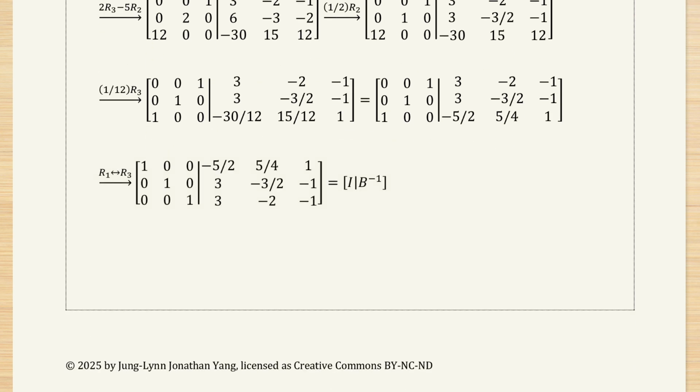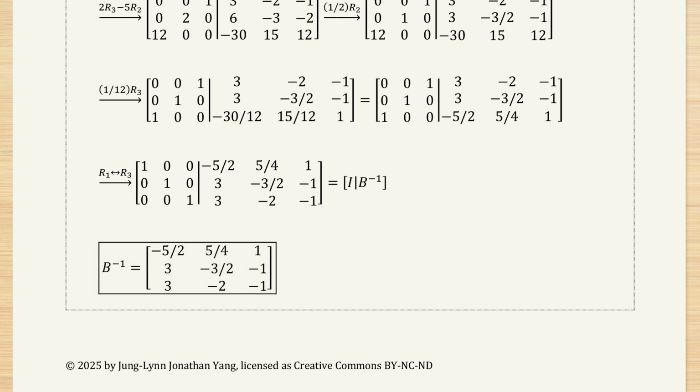We flip row 1 and row 3 so that we have the identity on the left side. And on the right side is B inverse. We can check our work. No matter which method we use, we should get the same B inverse.